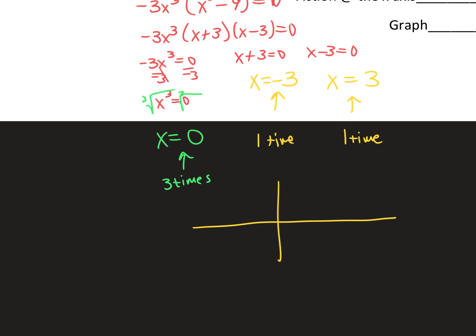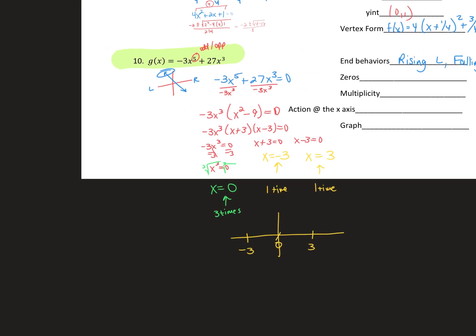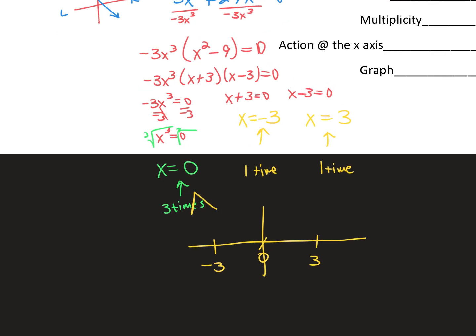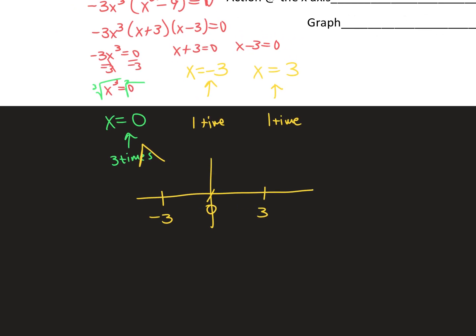Perfect. So I have negative 3, 0, positive 3. Go back to the beginning. What did you tell me the end behaviors were? Rising on the left. So put an arrow going up. And doing what on the right? Going down. And what did you just tell me is going to happen at all 3 of these points? It's going to go through. So just follow, watch, go through, come back through, come back through. That's it.